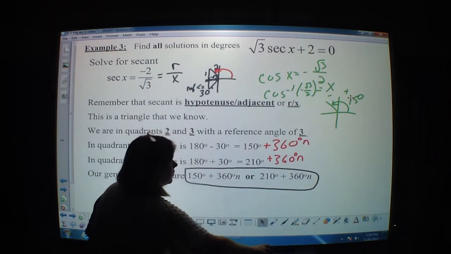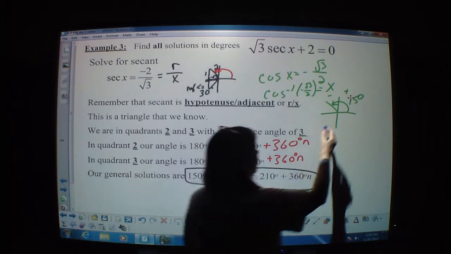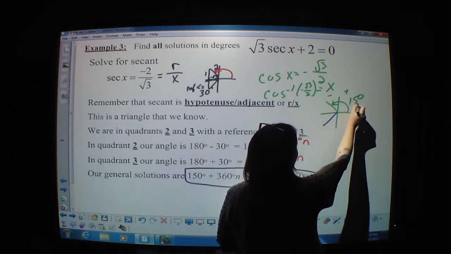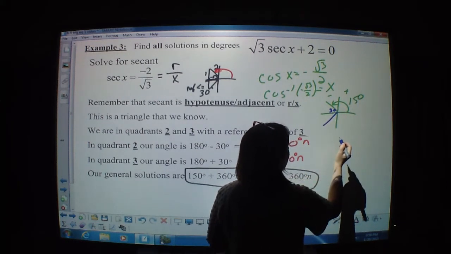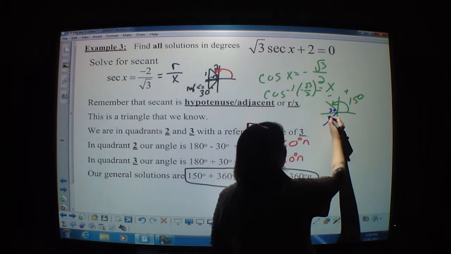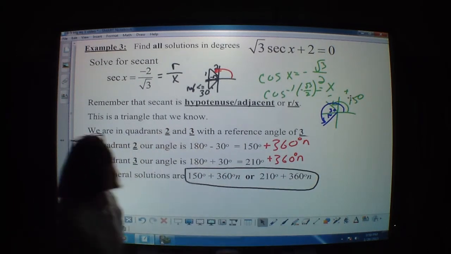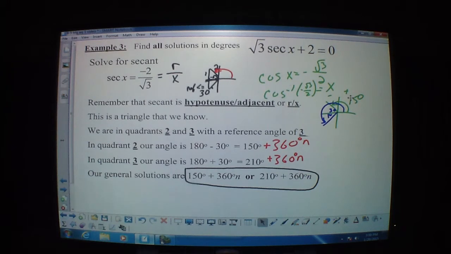So what I'm saying is this one's 150. Then from there, you would also have to know that I'm also negative in this quadrant. If this is 150, that's a 30-degree reference angle. 180 minus 150 gives me 30. So 180 plus 30 is my 210. So that's how you do it in your calculator, if it wasn't a triangle that you knew.